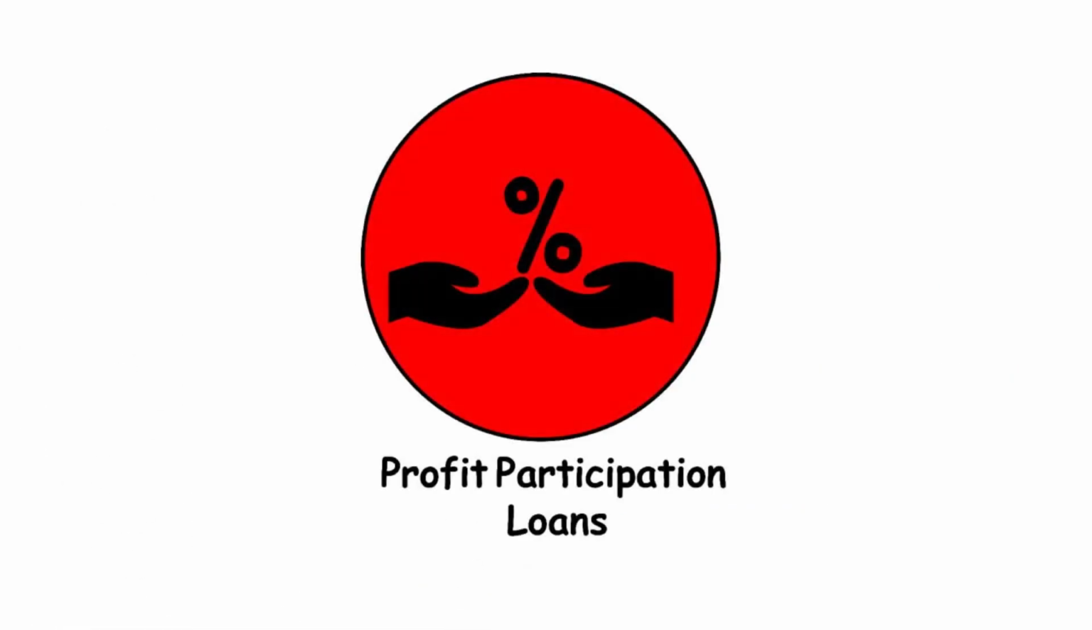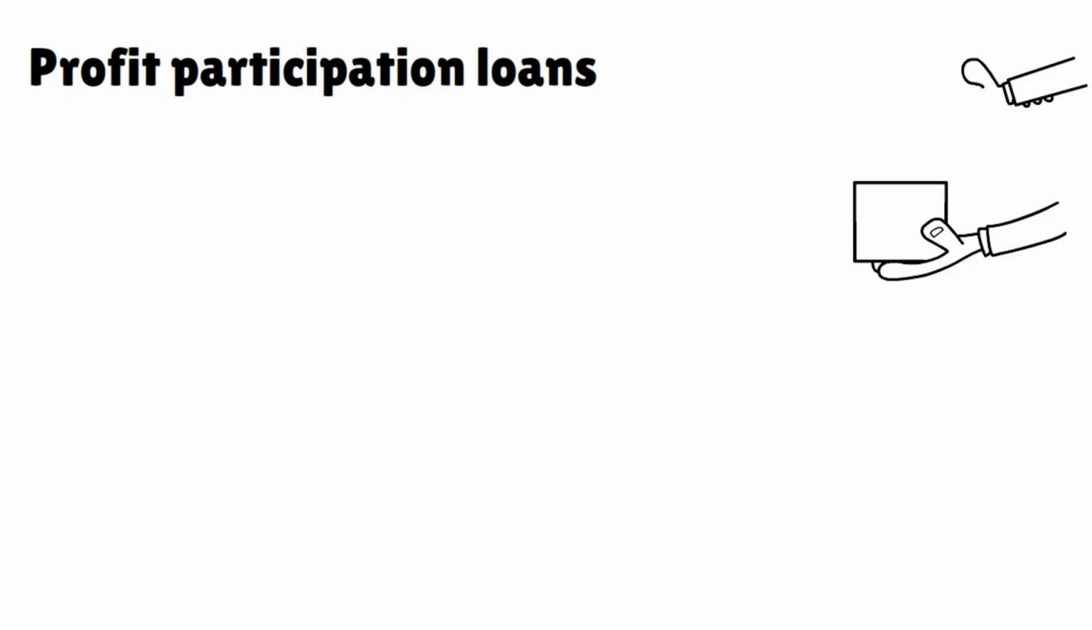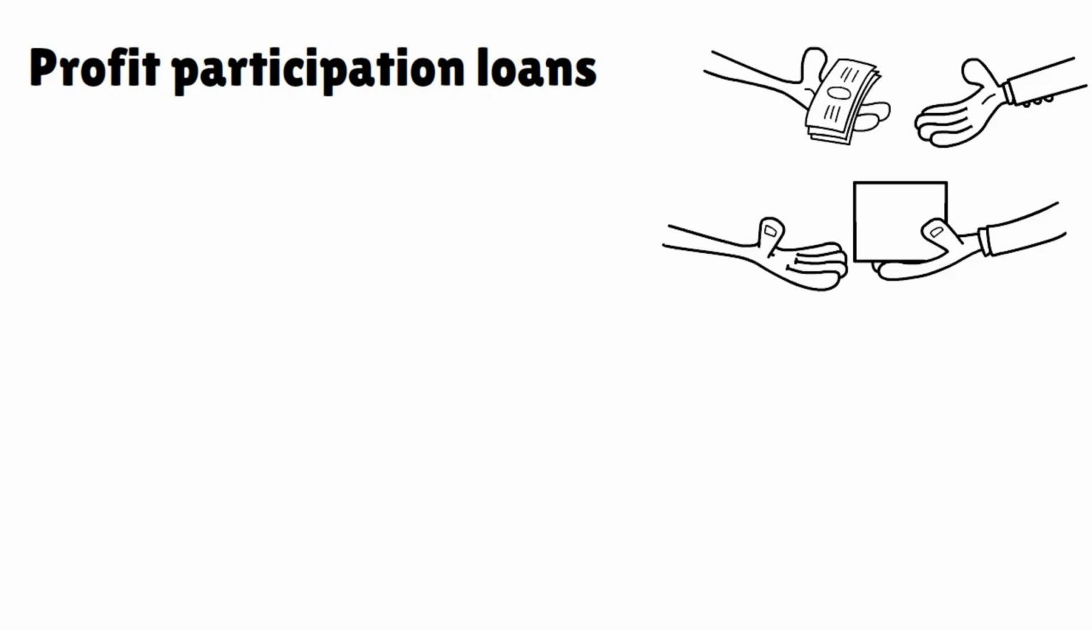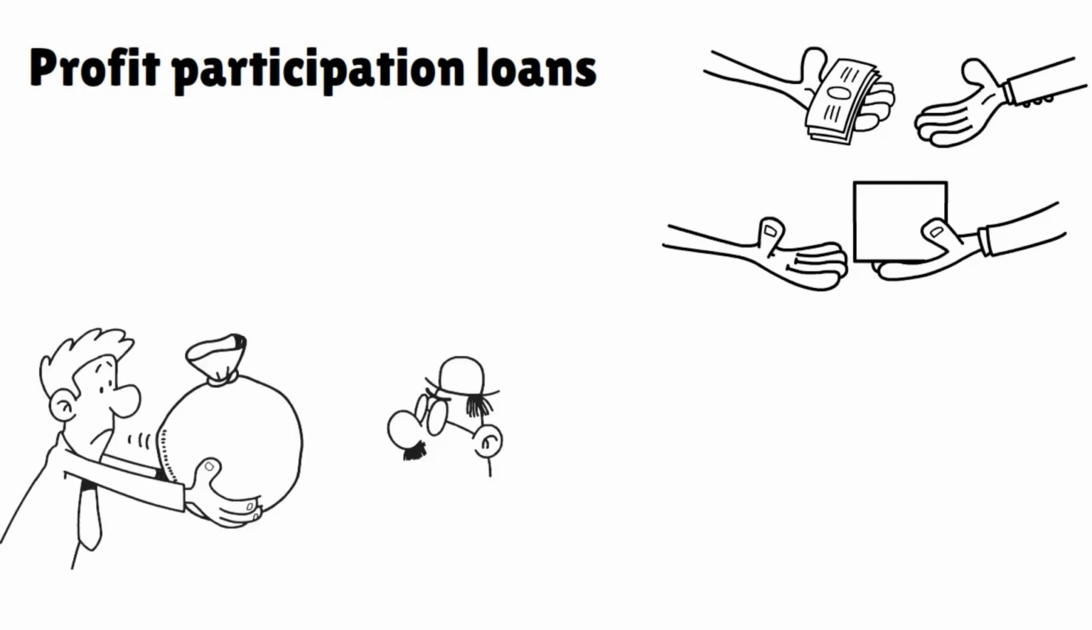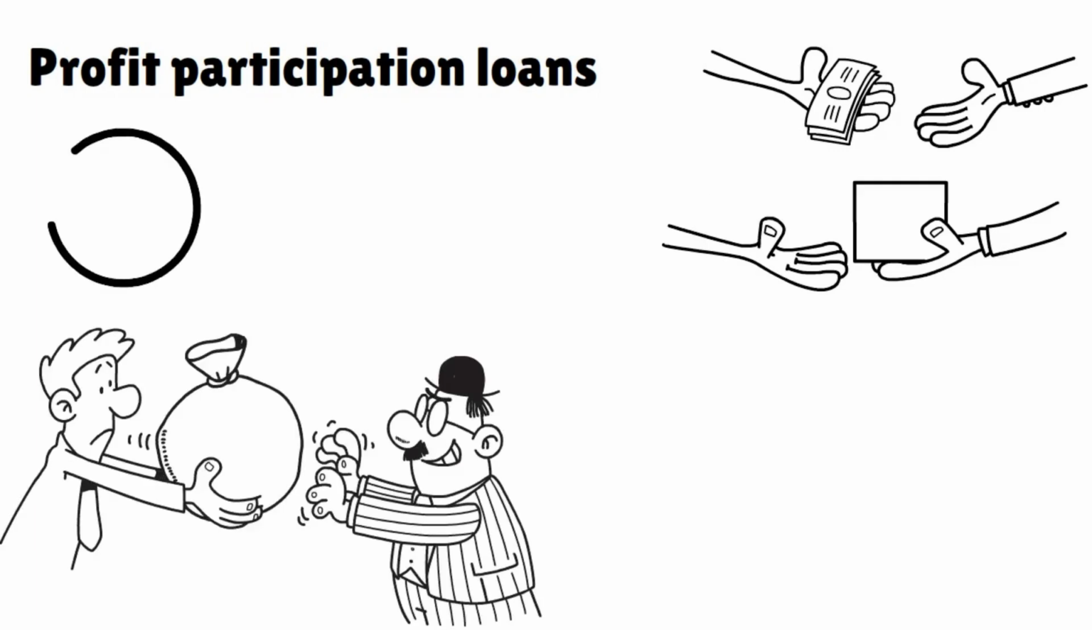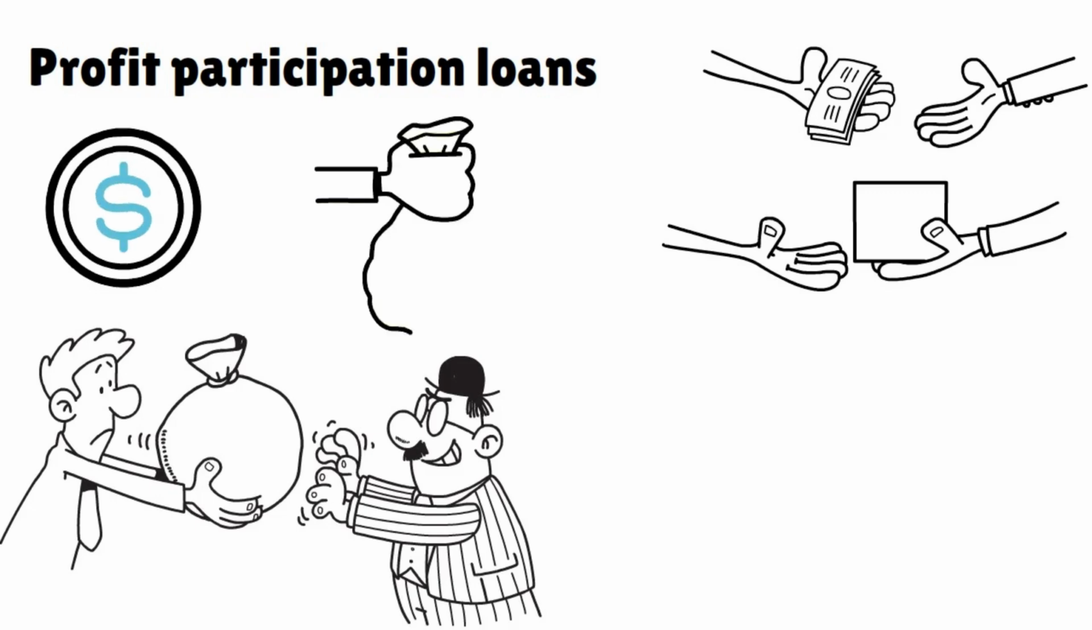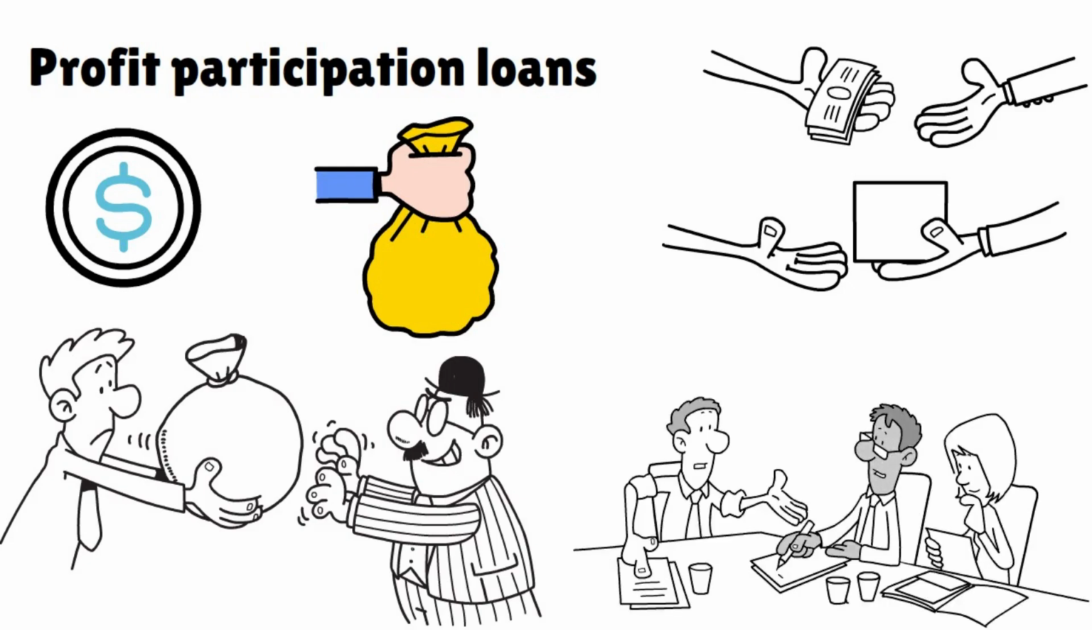Profit participation loans. Profit participation loans are financial arrangements where a lender provides funding to a borrower in exchange for a share of the borrower's profits rather than traditional interest payments. While these loans can offer flexibility and potential tax advantages, they may also raise concerns about the classification of income and the risk-sharing arrangement between parties.